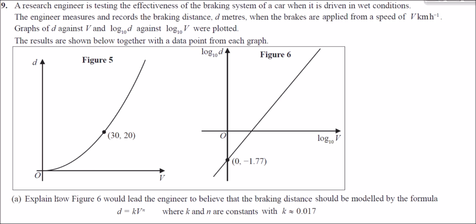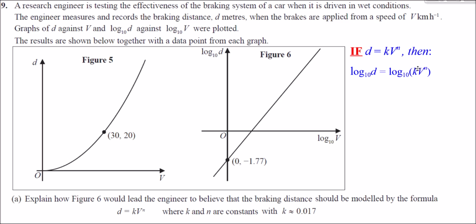So what we need to explain for part A is how figure 6, this linear graph, would lead the engineer to believe that the braking distance should be modelled by the formula d equals k multiplied by v to the power n, where k and n are constants, with k approximately equal to 0.017. The suggestion for this question would be to start with the premise that, okay, let's assume that this engineer is correct. So what if it could be modelled by d equals kv to the power n? Then what we could do is take logarithms of both sides. So we'd have log base 10 of d equals log base 10 of kv to the power n.